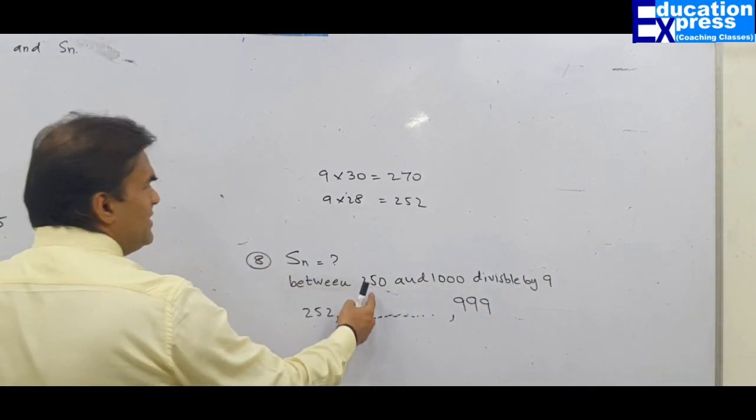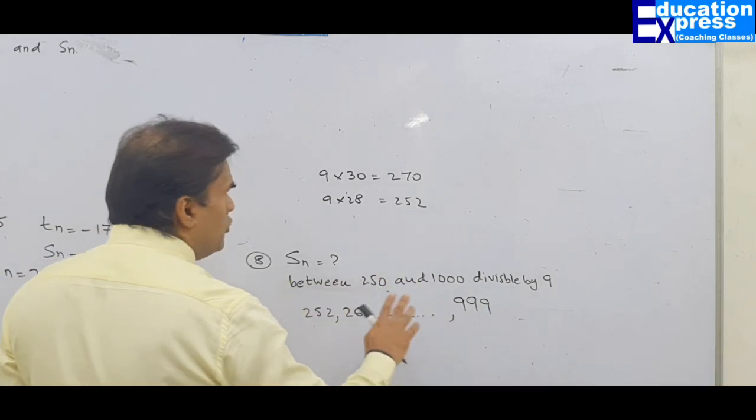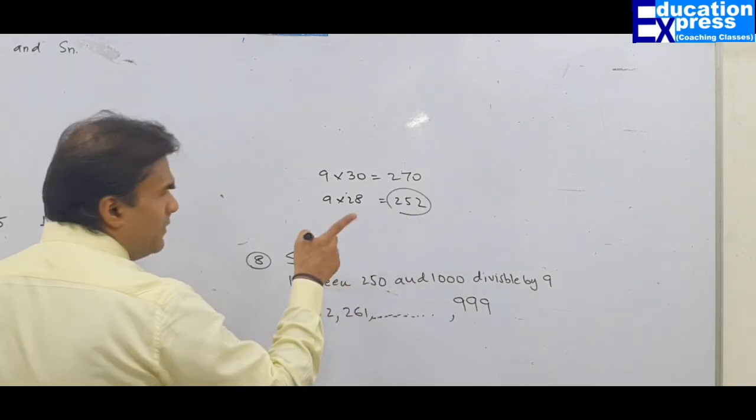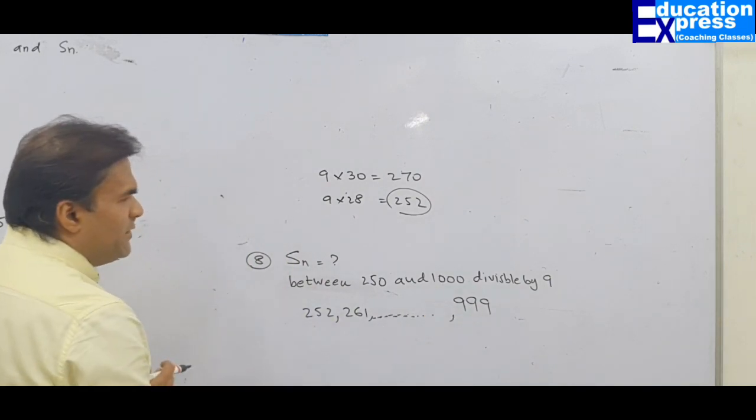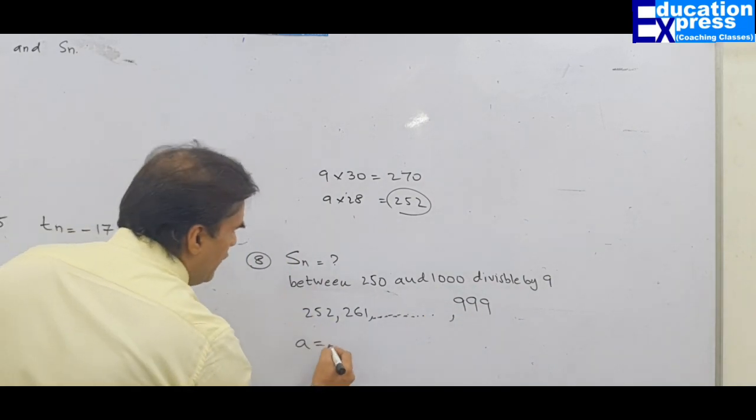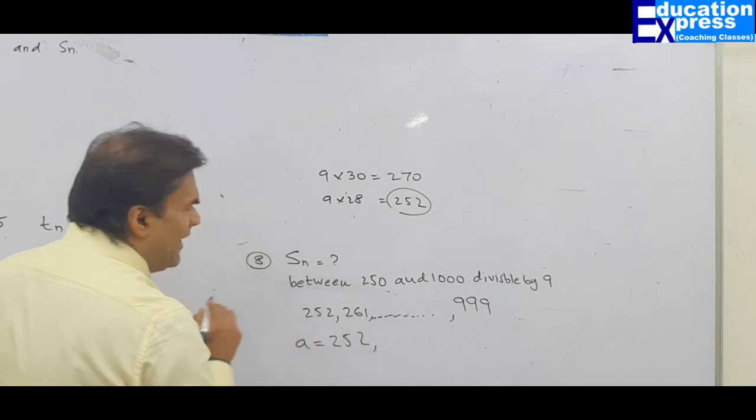Minimum 250. Above 250, 252 will be the first number that is divisible by 9. And 999 is completely divisible by 9. So you have the value of 252, meaning the value of A is available.